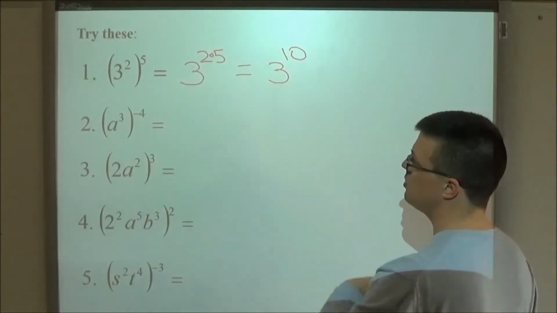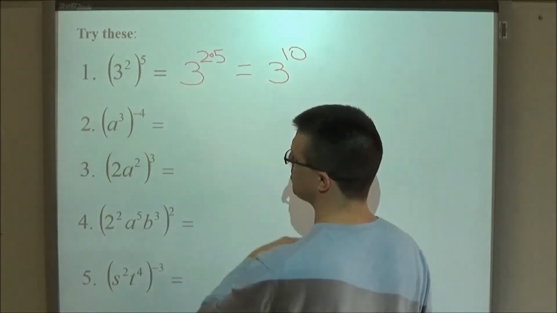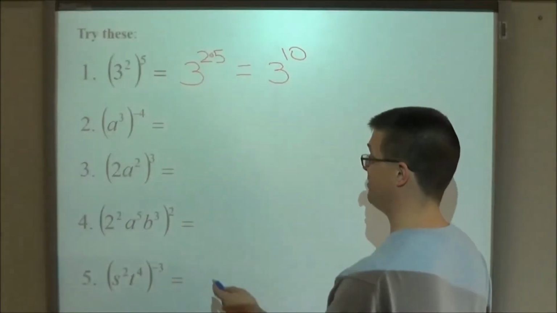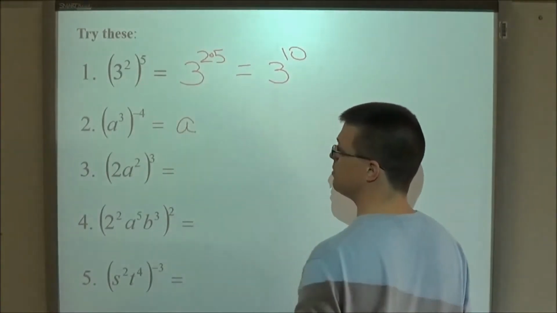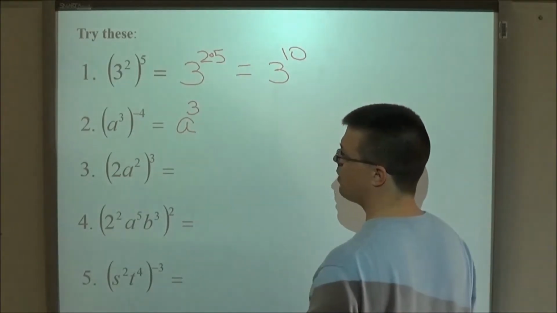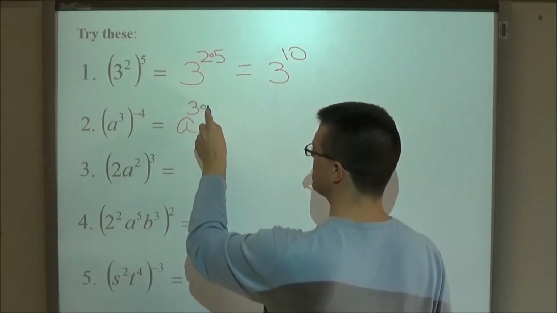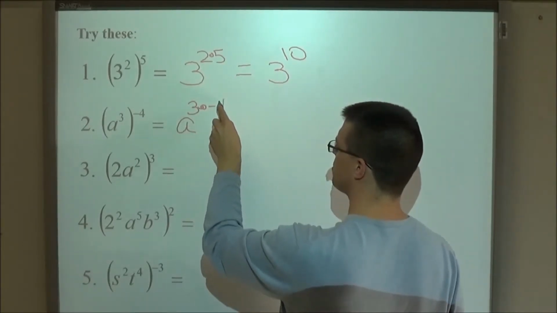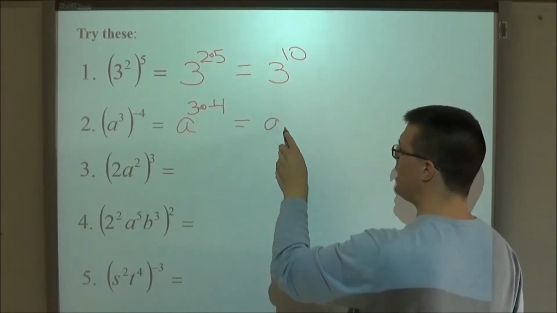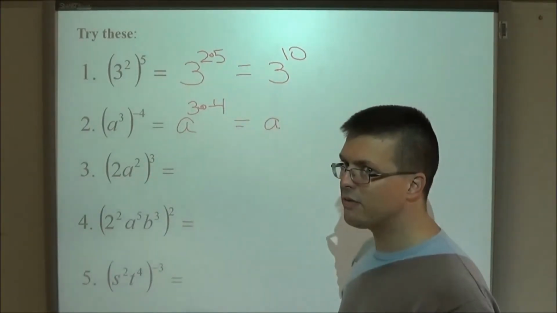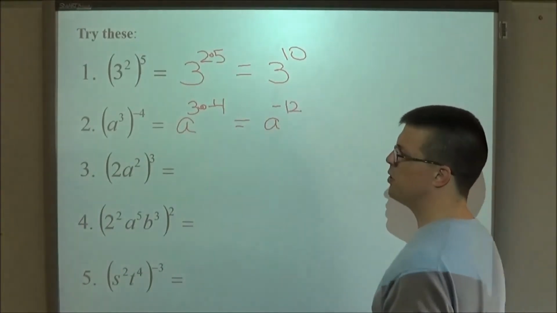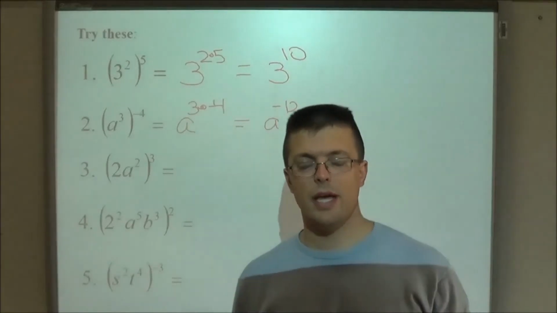So let's look at number 2, because in number 2, you notice there's a negative exponent that pops up. So is anything going to change here? Well, the rule stays the same. We're going to keep our a. We know it's being raised to the 3rd power, but that's being raised to the negative 4 power. So it's going to be a to something, but 3 times negative 4 is negative 12, which once again is a negative exponent.